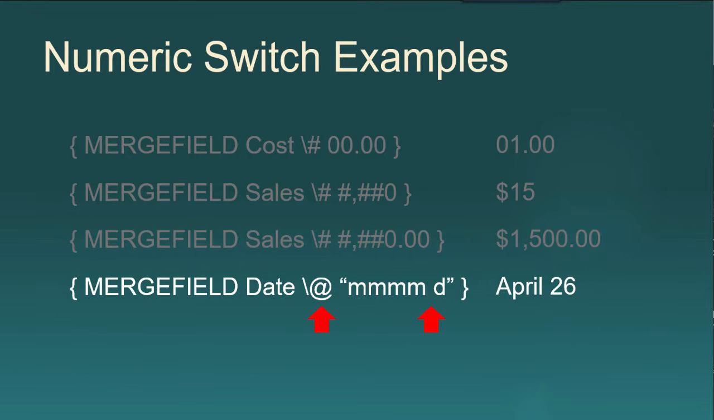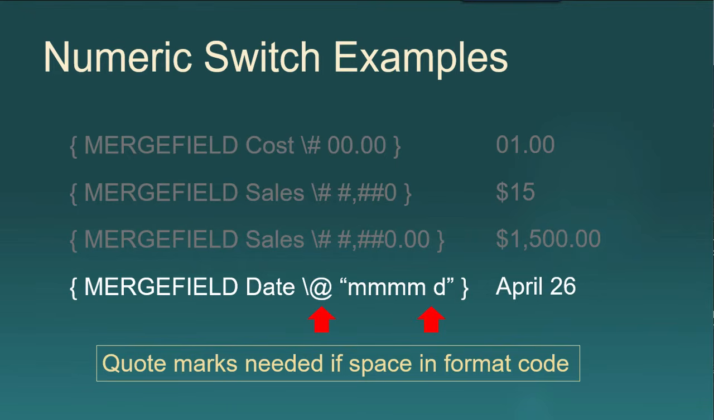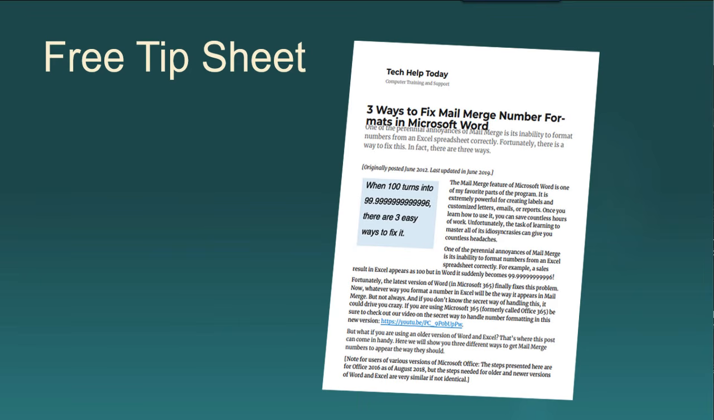Also, because the format has a space character separating the month from the day, the format code has to be in quotation marks. Click the link in the description below to see the free tip sheet for this video, which includes a list of other common field codes.